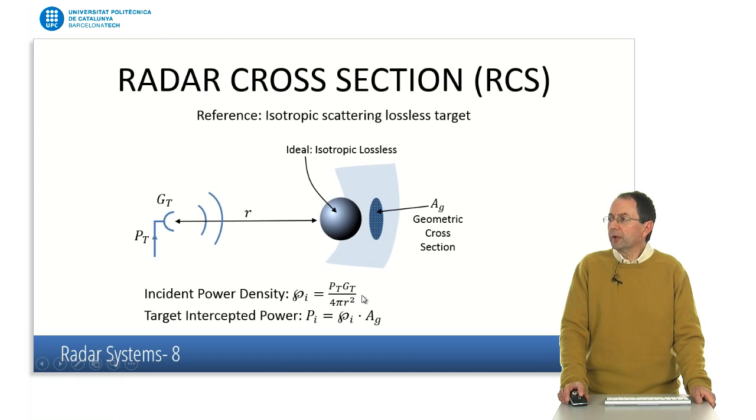Then, what is the intercepted power that is actually captured by this isotropic object? Well, it will be simply the product of the power density multiplied by the geometric cross-section. So if you want, the projected area of the target, which is a disk in this case. Okay, then we have intercepted this power. What's going to happen next?